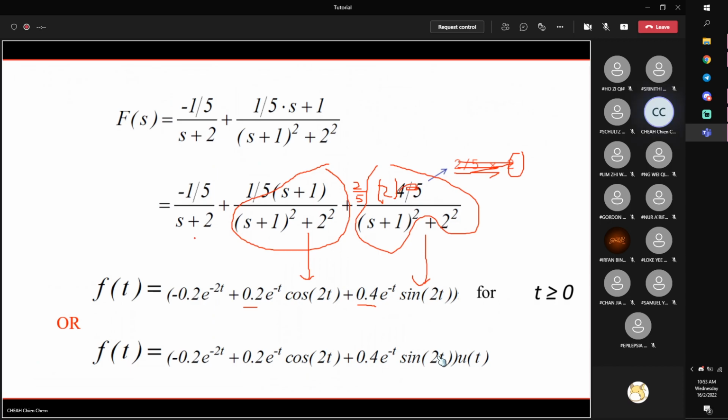And for the first order factors, it is the exponential terms. 1 over s plus 2 is e to the power of negative 2t. 0.2 is 1 over 5 with a negative sign. Any questions?